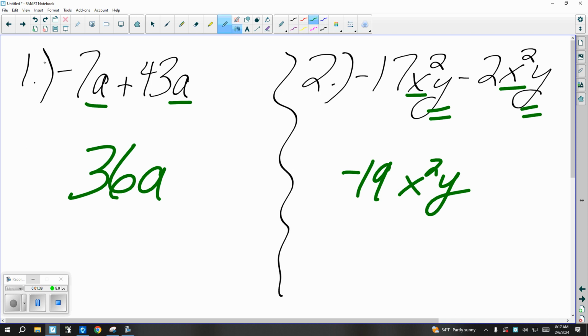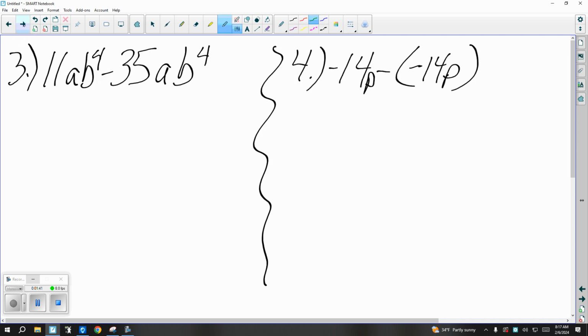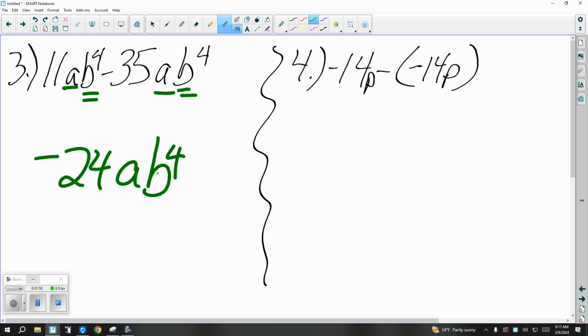Okay. Here's question number 3. Do these match? A and A, B to the 4th and B to the 4th? Well, heck yeah, they do. So all I have to do is just do 11 minus 35 and get -24 A, B to the 4th. Notice that I did not change any of the powers. You don't change any of the powers yet. That only happens when you're multiplying or dividing.